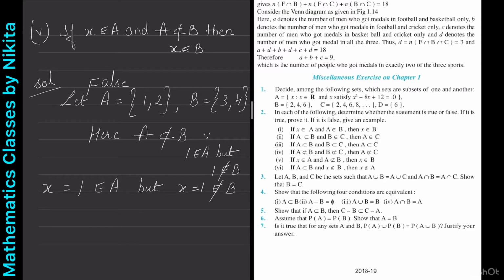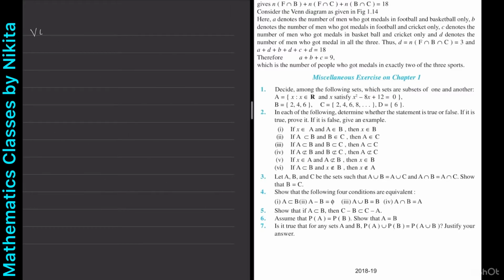Next part. The sixth part says, if A is contained in B and X does not belong to B, then X does not belong to A. And this is true.